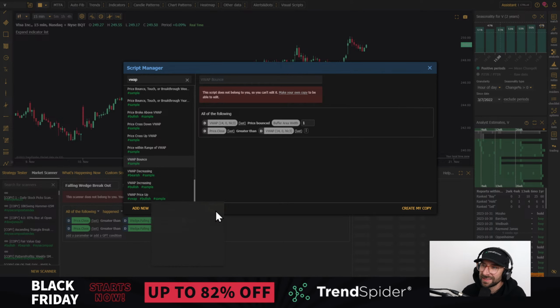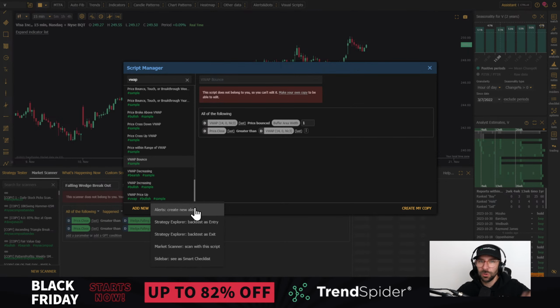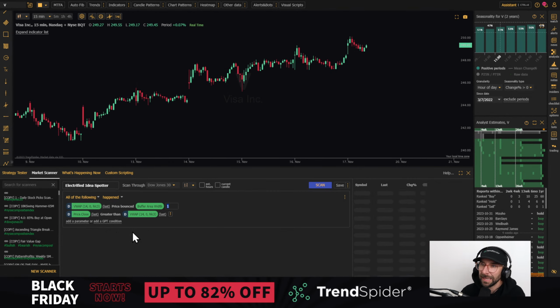And then where it says send to, I can send this out to tools across the platform. I can create an alert off of these conditions. I can utilize these conditions as entry or exit criteria in my strategy tester. I can send them to the scanner. I can send them to a smart checklist. We could talk about what a smart checklist is if you'd like to. But for the sake of this little demo here, we're talking about the scanner. So I'm going to send the VWAP bounce script to my scanner. It imports that script directly into the scanner.